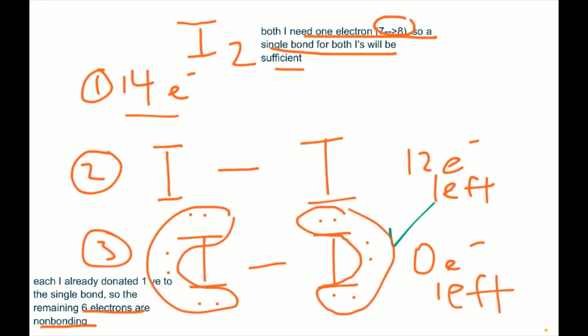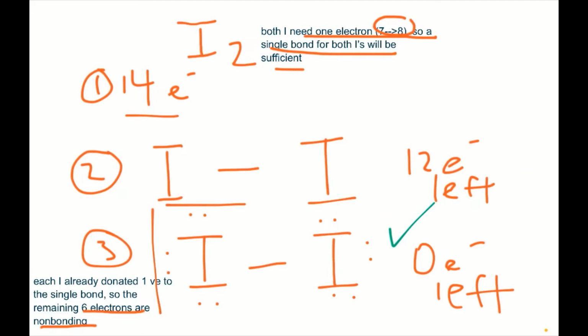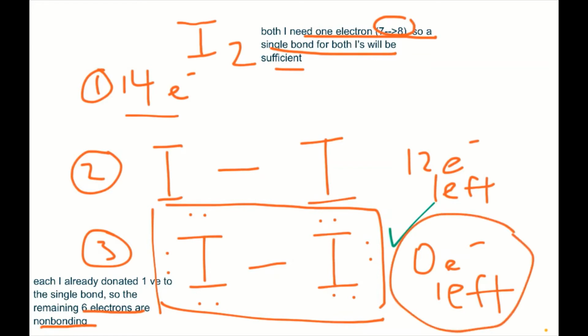And notice how this is the Lewis structure for iodine solid, or I2, because both iodines have 8 valence electrons after sharing, and they're both happy. So this is the correct Lewis structure, and we have 0 valence electrons left to spare, and we're good.